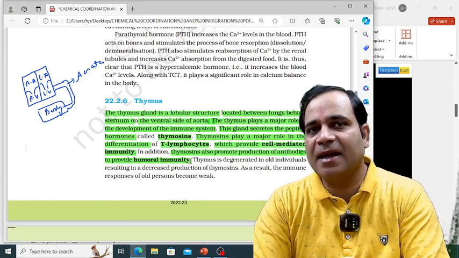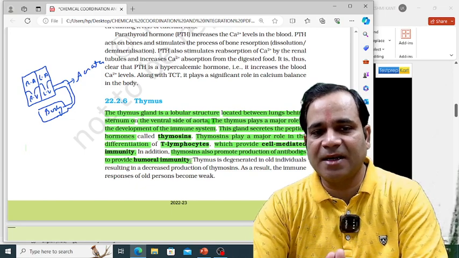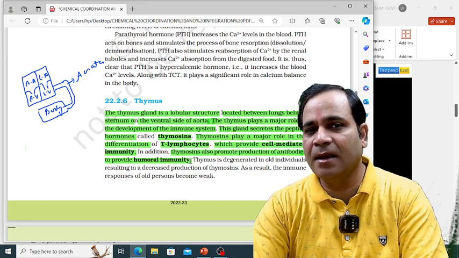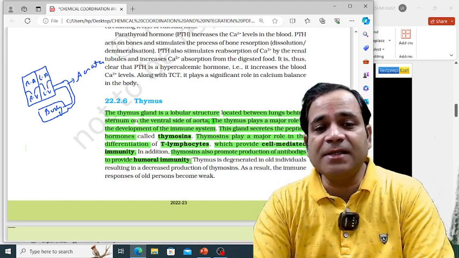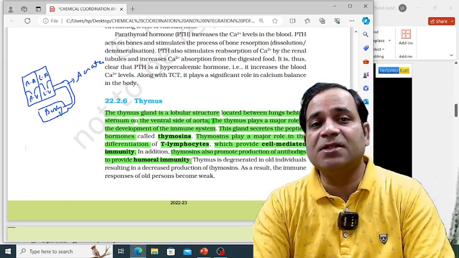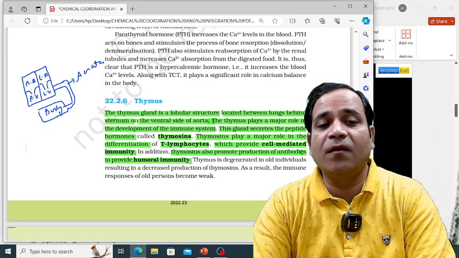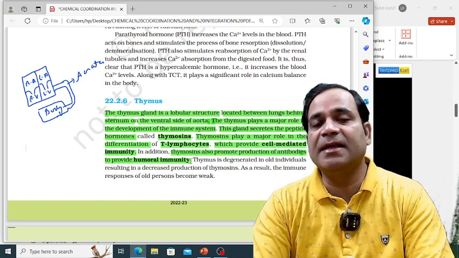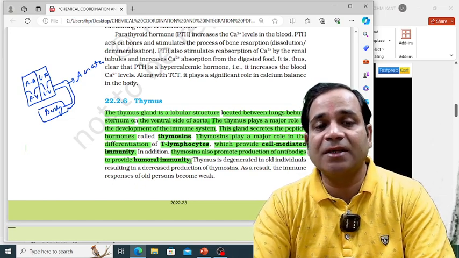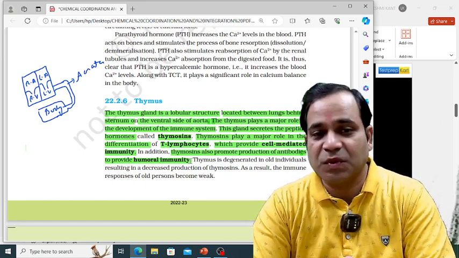So if anybody asks you what cell mediated immunity and humoral immunity are, then what do you say? You say that this is the immunity which is responsible for making the body so strong that it can fight pathogens, my dear.